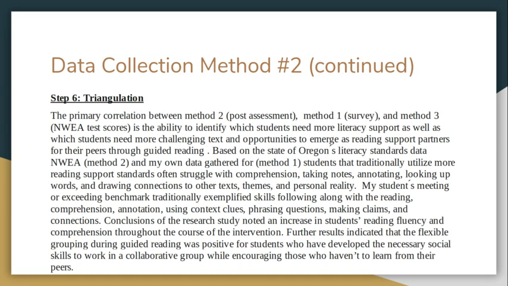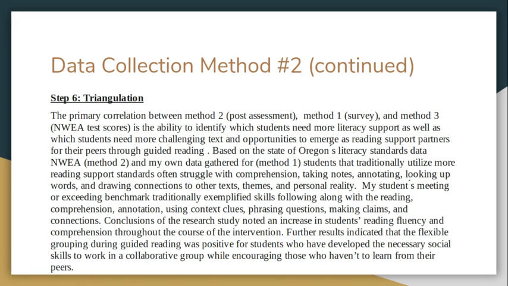Data collection method 2, final step, step 6, triangulation. The primary correlation between method 2 post-assessment, method 1 survey, and method 3 NWEA test scores is the ability to identify which students need more literacy support, as well as which students need more challenging texts and opportunities to emerge as reading support partners for their peers.